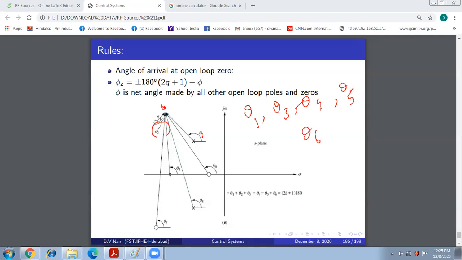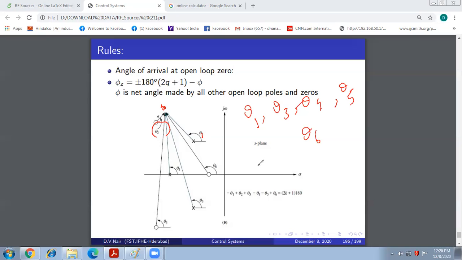All these angles except theta 2, we say are as good as the angles made by other open loop poles and zeros with the open loop zero at which we are interested to know the angle of arrival of the root locus branch, because the point S naught is so close to the zero, under the small separation epsilon that tends to 0. We can say these angles are as good as angles made by the respective open loop poles and zeros with the open loop zero where we are interested.